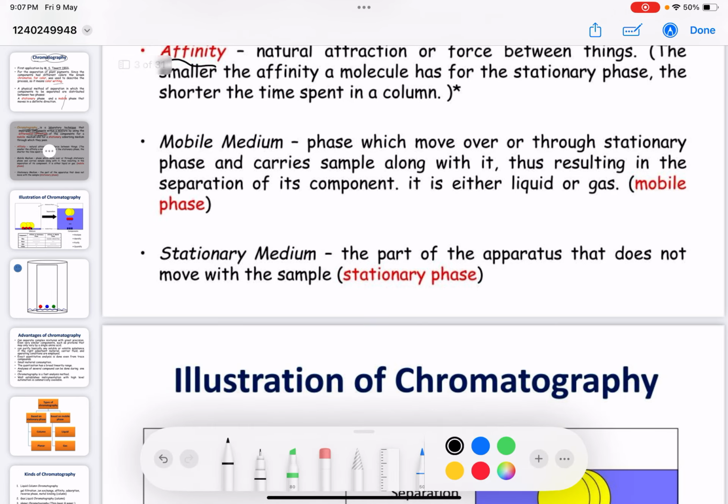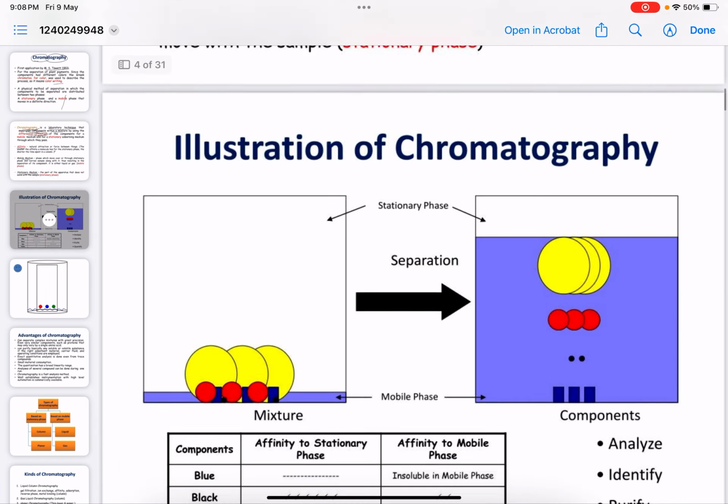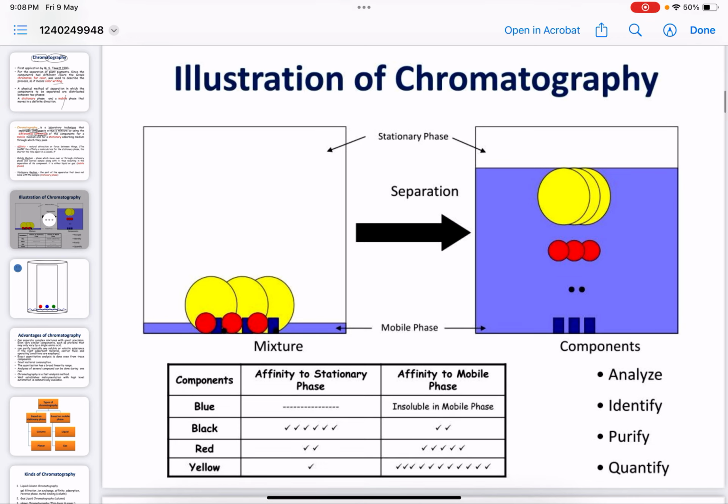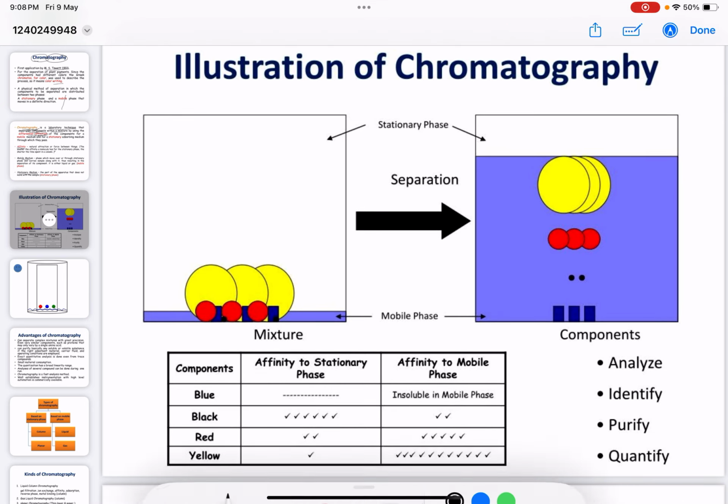Next we have the mobile phase, which moves over or through the stationary phase and carries the sample along with it, thus resulting in the separation of its components. It is either liquid or gas, and that is known as the mobile phase. Now here we have our stationary medium, the part of the apparatus that does not move with the sample, known as the stationary phase. Here we can see an illustration of the chromatography technique.